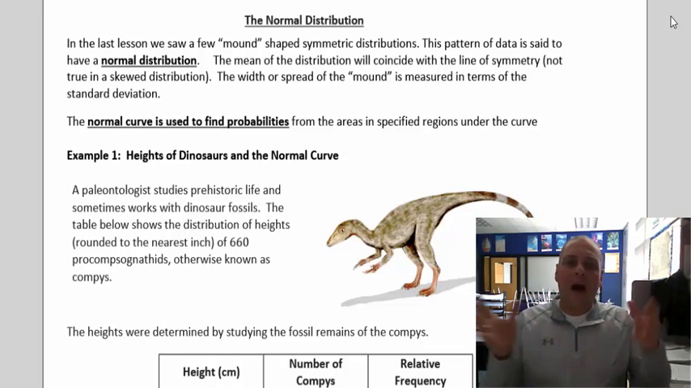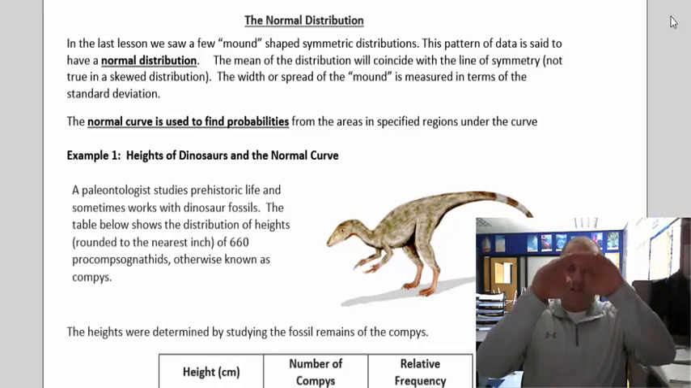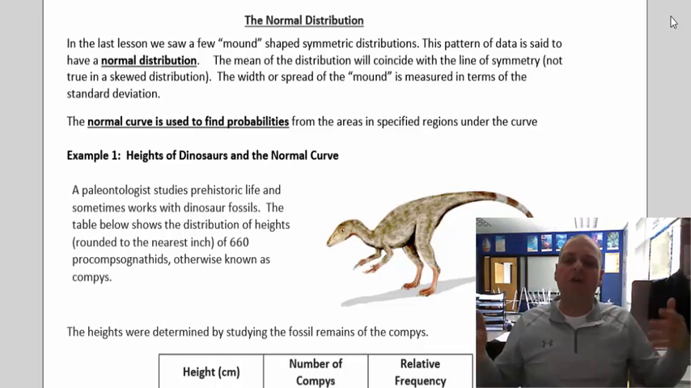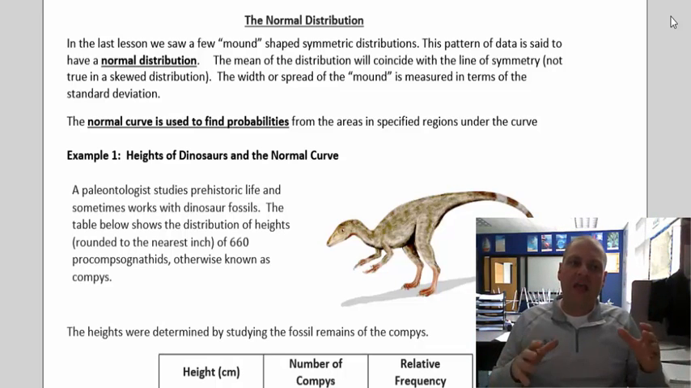So we talked about mound-shaped distributions, right? Bell-shaped, mound-shaped. That's really what we're going to be going after here. When you have a mound shape, that's a normal distribution, okay? And what does the word normal mean, right? It means typically what happens, okay? So heights, weights, shoe sizes, things like that are all normally distributed.